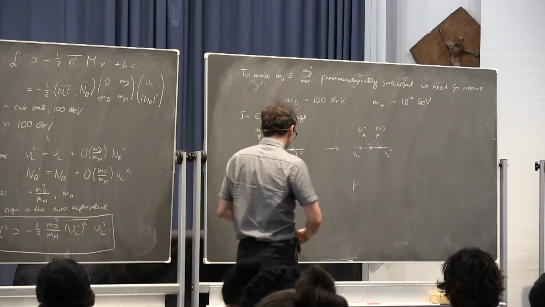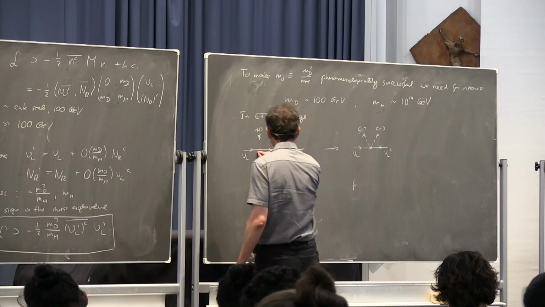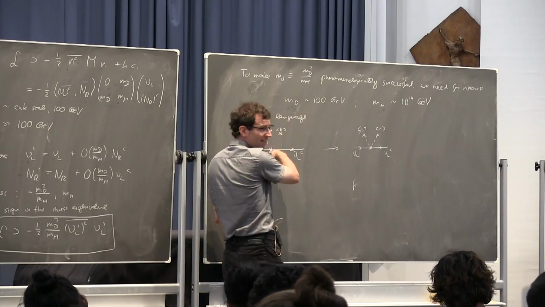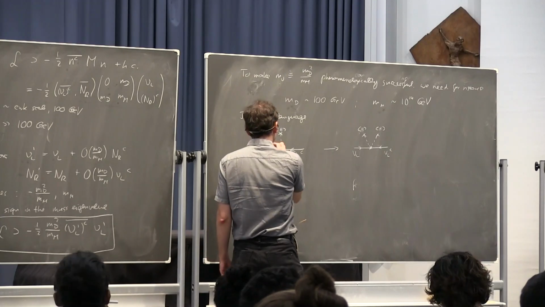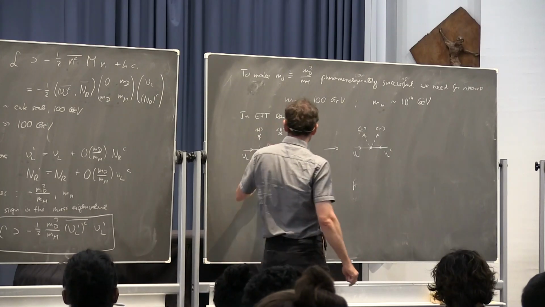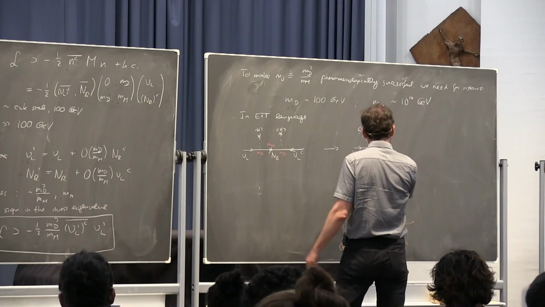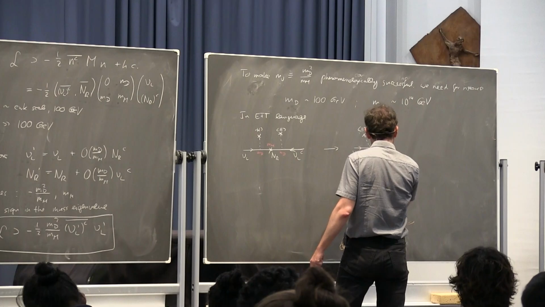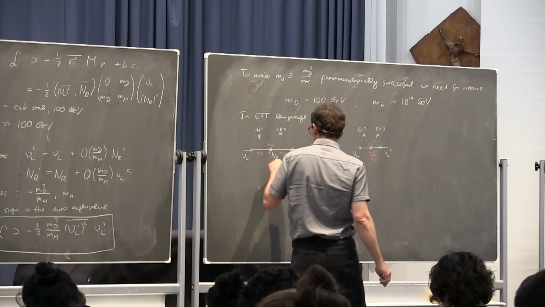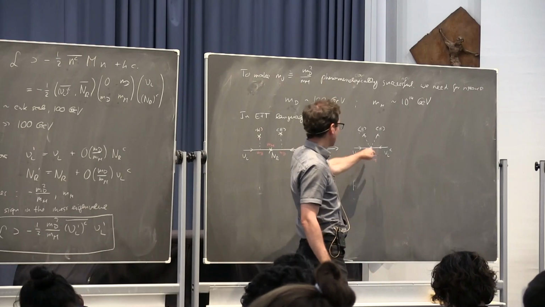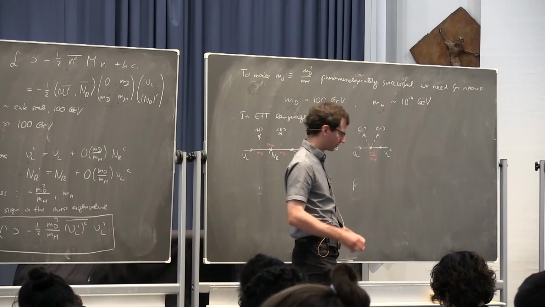Right? So each of these vertices gives an MD, and the mass insertion of the NR gives an MM. Now if we integrate out the NR, then that vertex still contains the MD squared, and it contains 1 over MM from integrating out the propagator of the right-handed neutrino. And there's our neutrino mass term.